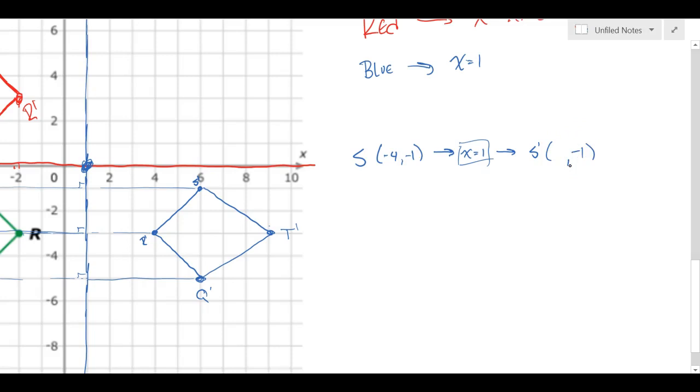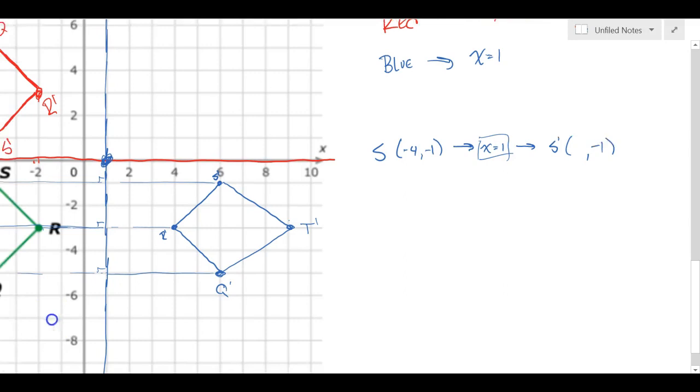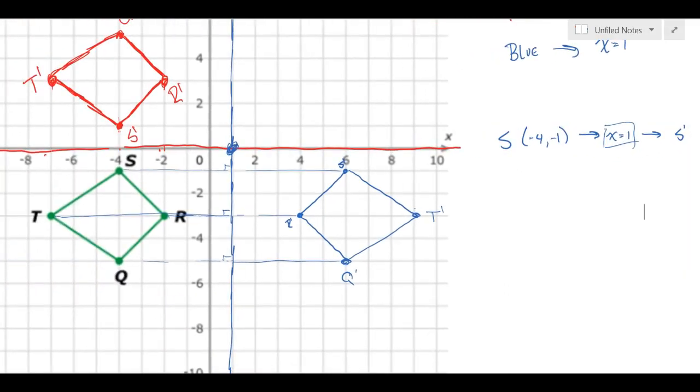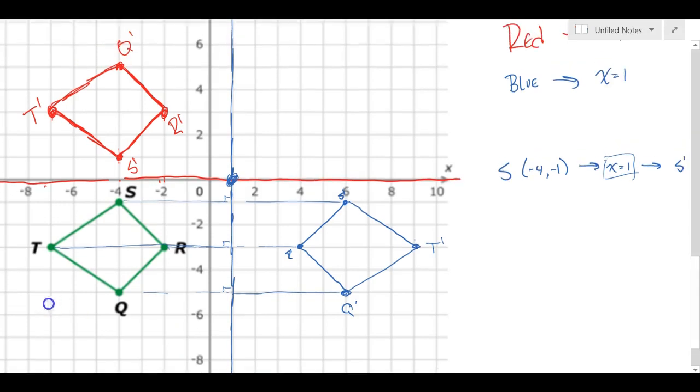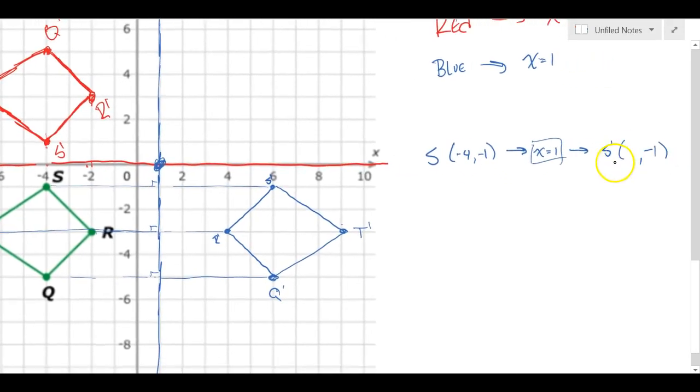So now what I have to ask myself is, what is the difference between 1 and -4? Well, the difference between 1 and -4, hopefully you see, is 5. Okay, so we know the difference is 5 from the point and the line of reflection. Now the last thing I have to ask myself is, okay, if I go 5 to the other side of 1, what would I get? Well, -4 is to the left of 1 on a number line, so 5 to the right of 1 on a number line is 6. And we see we got a 6 and -1.